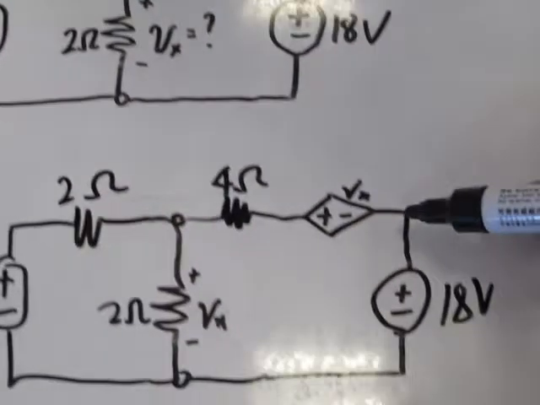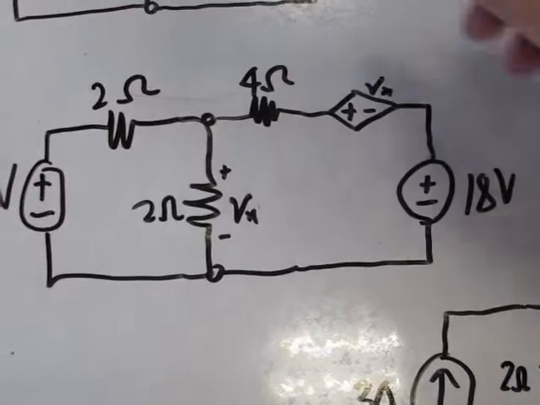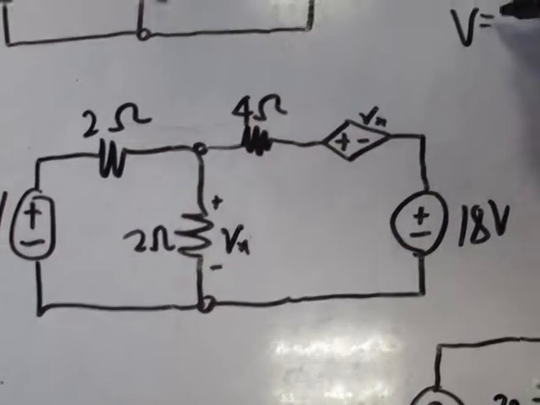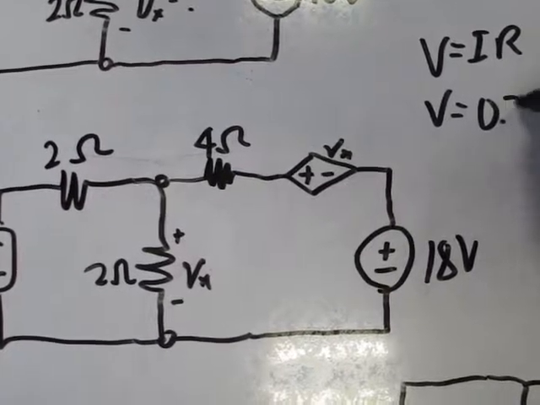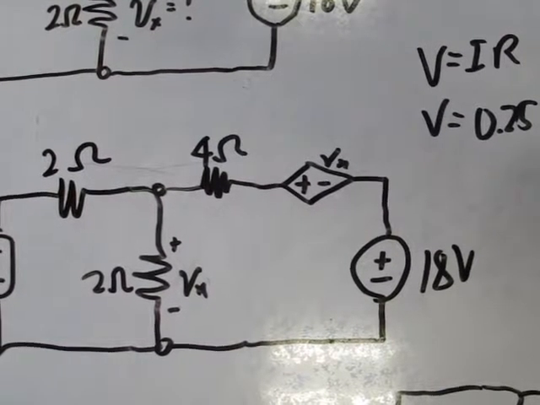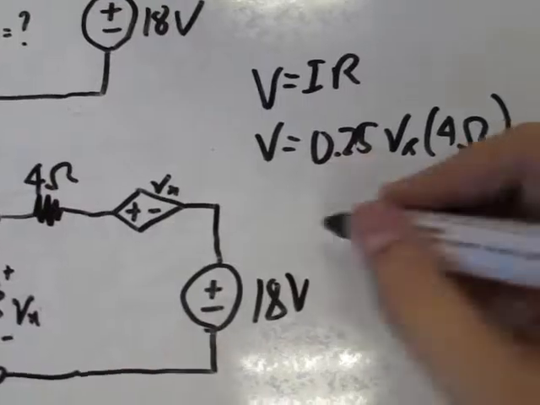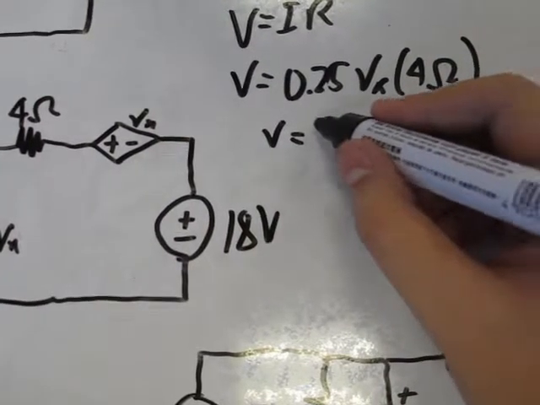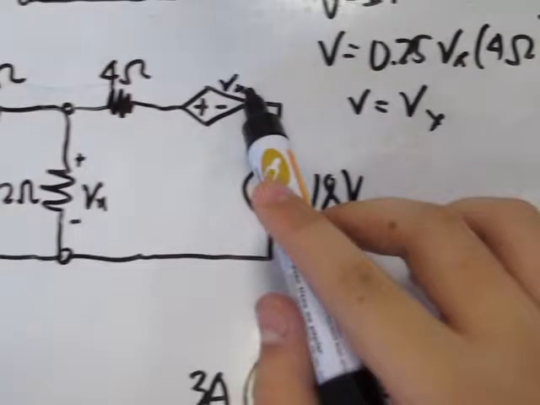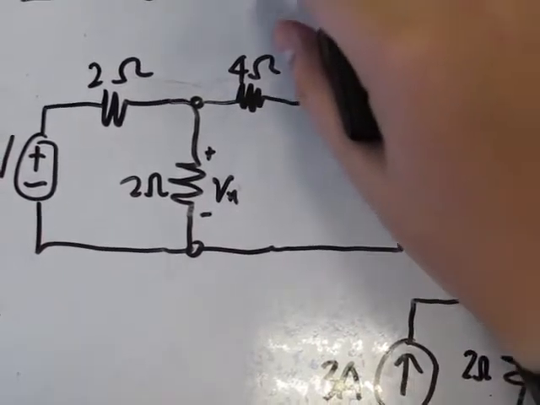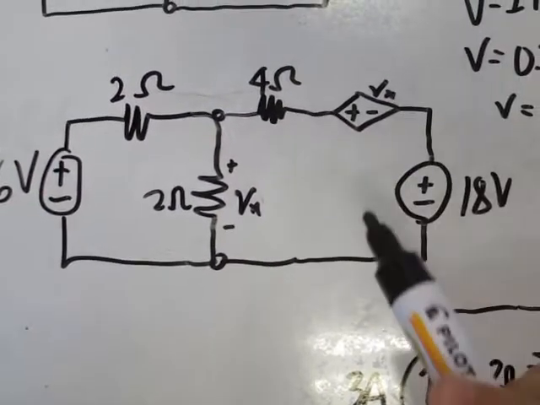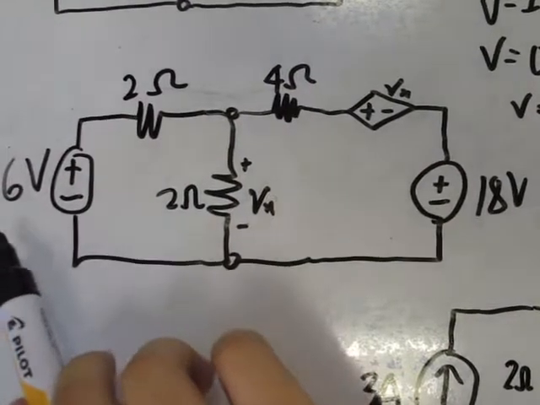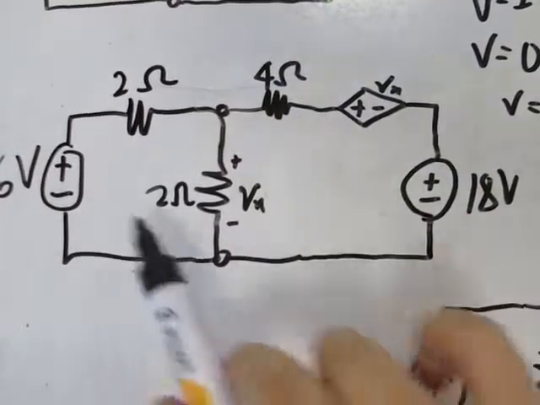into a dependent voltage source. So using the formula V equals IR, the voltage now will be 0.25 times Vx times 4 ohms. Therefore the voltage source will be Vx, and we have the 4 ohms from the previous current source. So now we have this circuit.